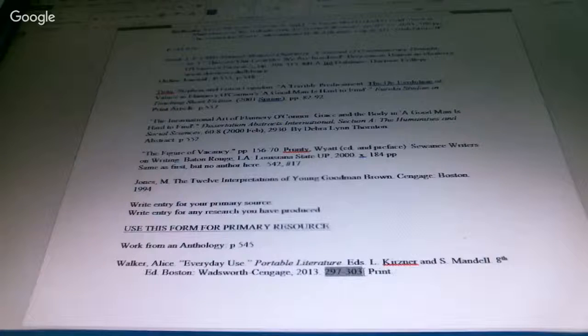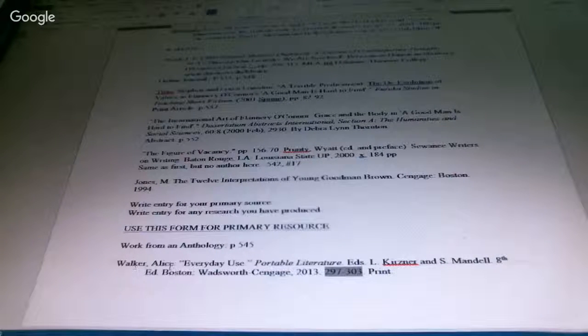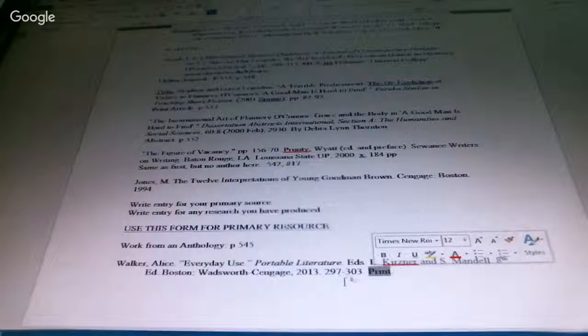So Boston, Wadsworth, Cengage, your year of publication, and this is important, right? So this is going to be modified. The page numbers for Alice Walker's Everyday Use are 297 to 303. You need to put the page numbers for Hawthorne's Young Goodman Brown in here. And then obviously you can put the word print.